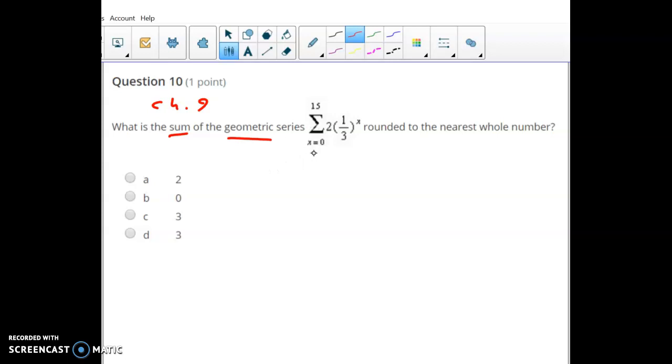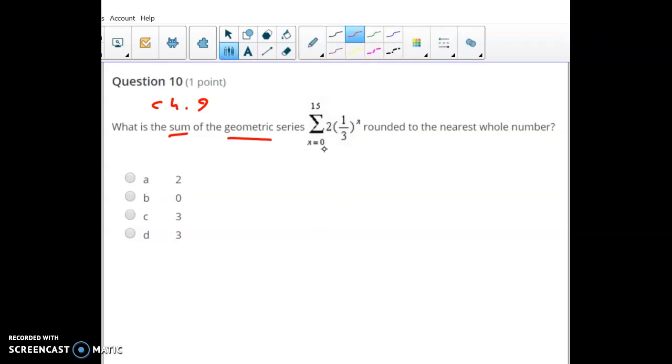And if you can't tell, this one is going to actually be finite because it stops. We are summing from position 0 to position 15, which is a little weird in itself because normally we sum from position 1 to 15 or whatever number's up top. But this one, they actually have a 0 term.